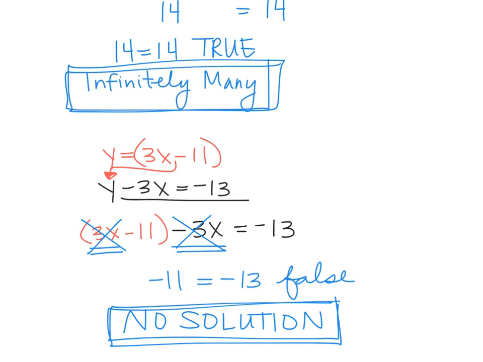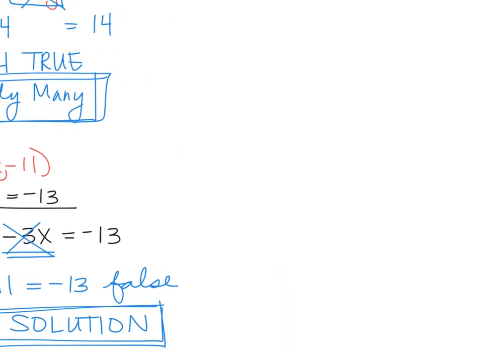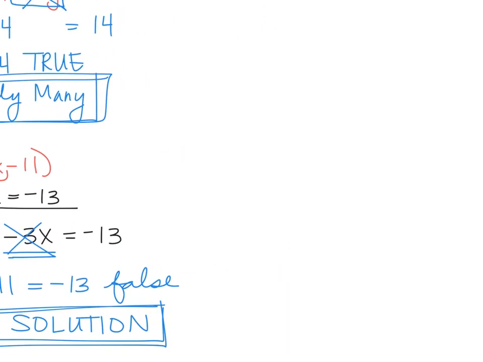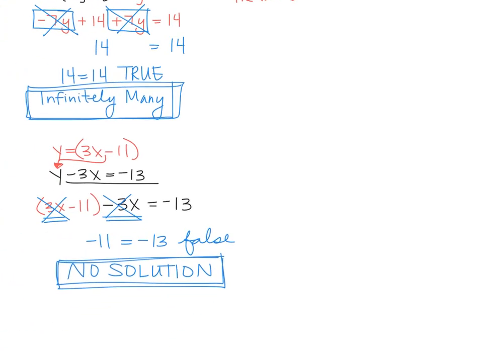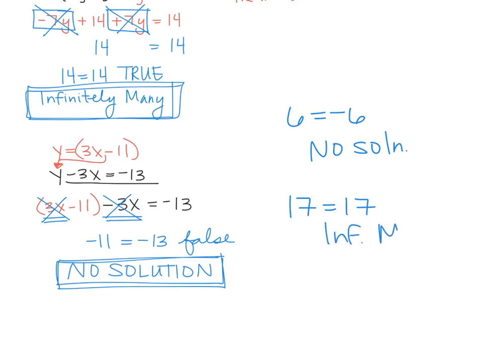Okay? Questions on that? Okay, so we're not gonna solve these problems. I'm just gonna give you an answer and you tell me infinitely many or no solution. If I came up with a problem and my answer was 6 equals negative 6, is that infinitely many or no solution? No solution. Those are different, right? This is no solution. If I came up with 17 equals 17, infinitely many or no solution? That would be infinitely many. So if it's true, infinitely many. If it's false, no solution.